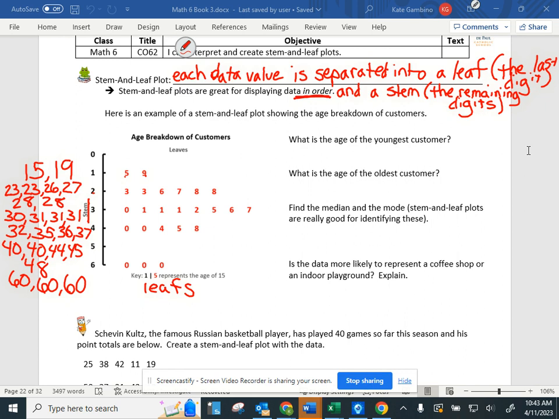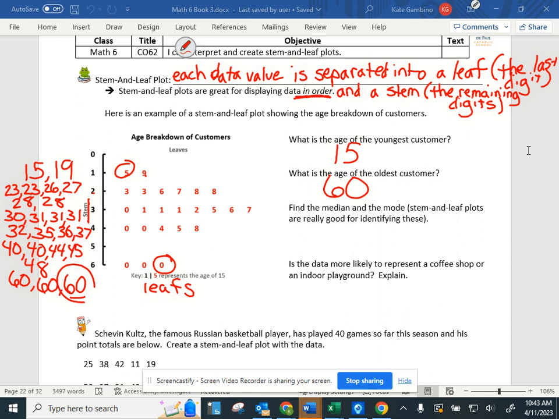So once we know what all of our numbers are, we can answer our questions. What is the age of the youngest customer? Because all of these are the ages of the customers. What's the youngest customer, Matthew? 15. What's the age of our oldest customer? Nora? 60. So 15 is going to be that first number that we can make. That's the smallest number. That last one, it's not going to be 0. We have to put that stem in front. It's going to be the 60.